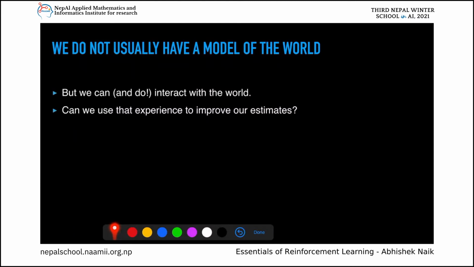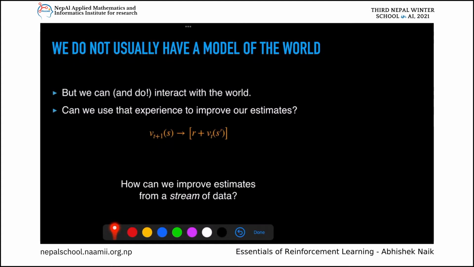And because we only act with the world one action at a time, we have to iteratively improve our estimates. So we had some guess that we want to move towards. How do we iteratively do that? How do we improve estimates from an incoming stream of data that we see?